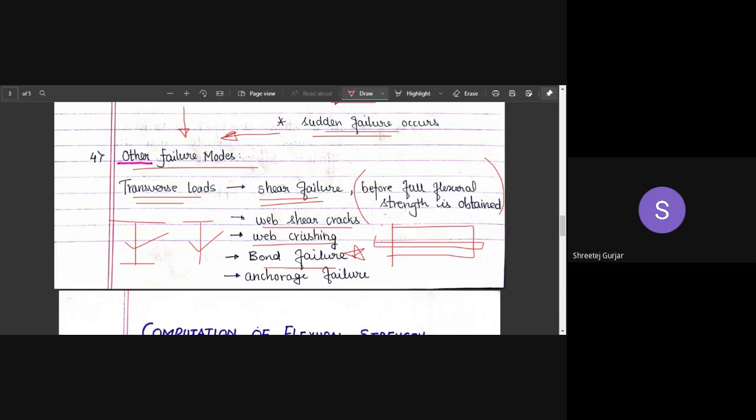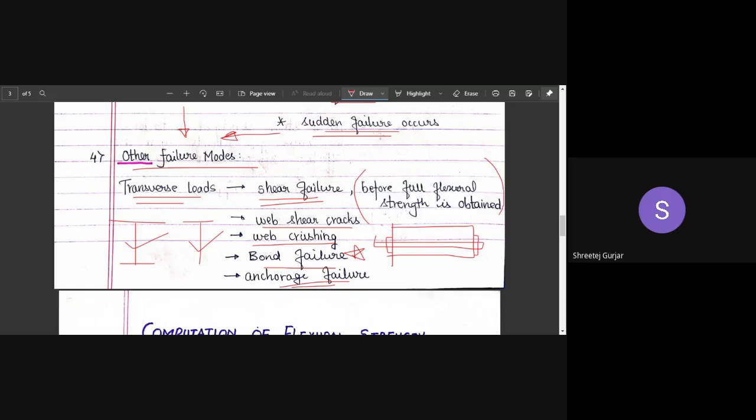This typically occurs in pre-tensioned, pre-stressed concrete. And anchorage failure will occur in post-tension concrete, where there is no bond between concrete and steel. But your tendons are held by anchorage. We have studied various types of anchorages. So when anchorage fails in a post-tension beam, your entire beam will fail.